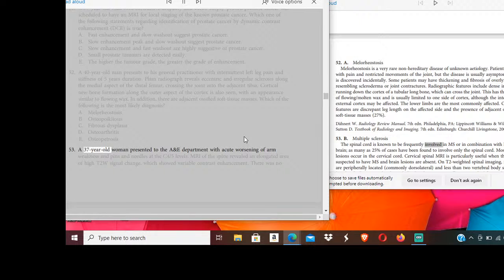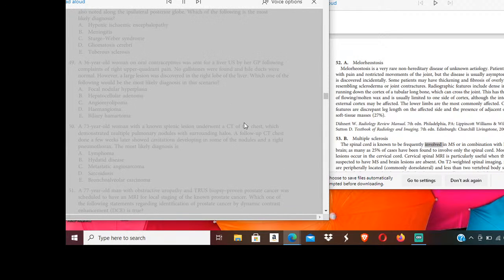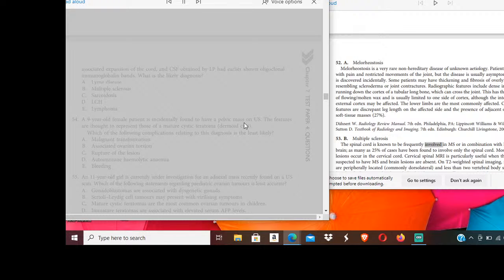53. A 37-year-old woman presented to the A&E department with acute worsening of arm weakness and pins and needles at the C4/5 levels. MRI of the spine revealed an elongated area of high T2W signal change, which showed variable contrast enhancement. There was no associated expansion of the cord, and CSF obtained by LP had earlier shown oligoclonal immunoglobulin bands. What is the likely diagnosis? A. Lyme disease. B. Multiple sclerosis. C. Sarcoidosis. D. LCH, lymphoma.